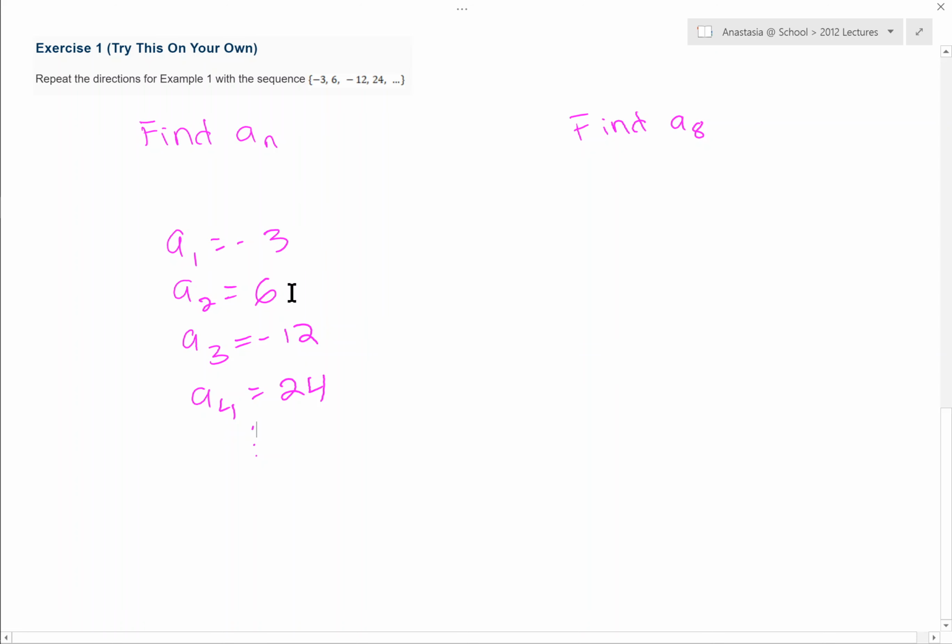What if instead we wrote it as a product? If we were to multiply -3 by something to get to 6, well, that would be -2. Now, if we took this number and multiplied it by -2, we would get to -12. We take -12 multiplied by -2, we do get to 24. So that pattern does work. So we can write a sub 2 as -2 times -3.